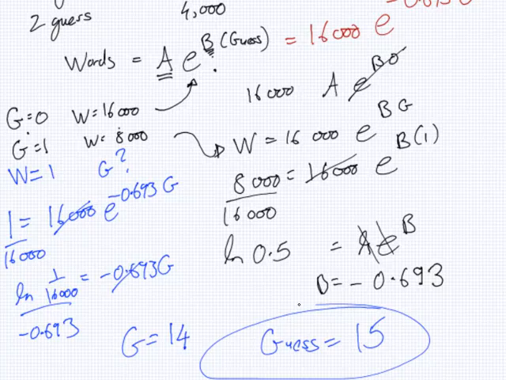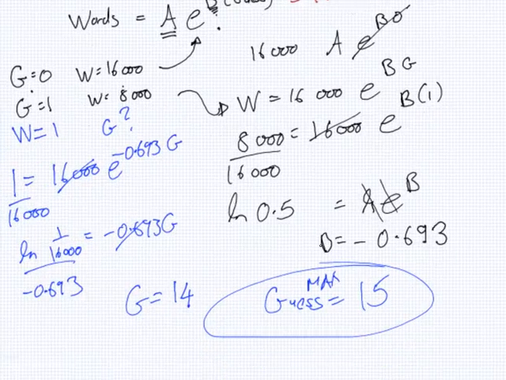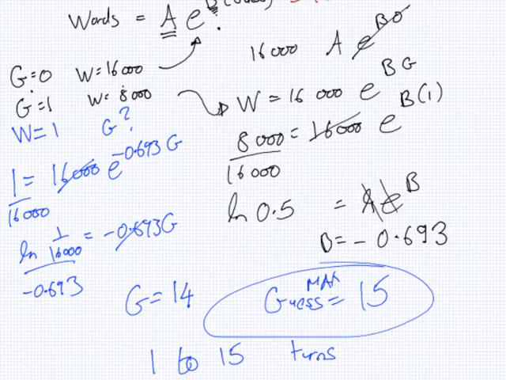Now, this is the maximum, because the minimum could be 1. You could get very lucky and guess it on the first turn. So we know that this is the maximum. So the game will last 1 to 15 turns. This is the length of the game. It's not going to be 1, although I thought somebody might have guessed maths. I guess not.